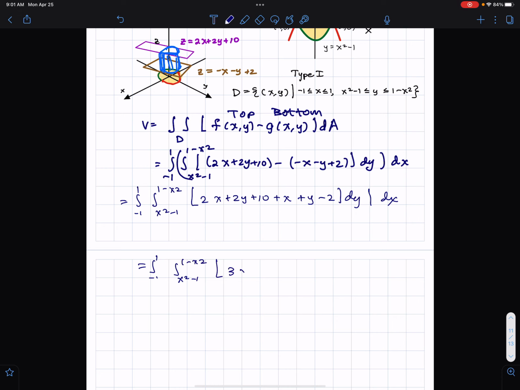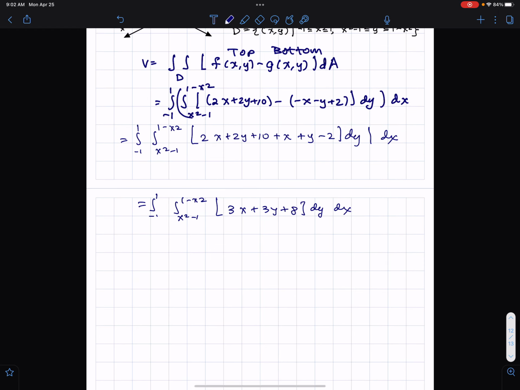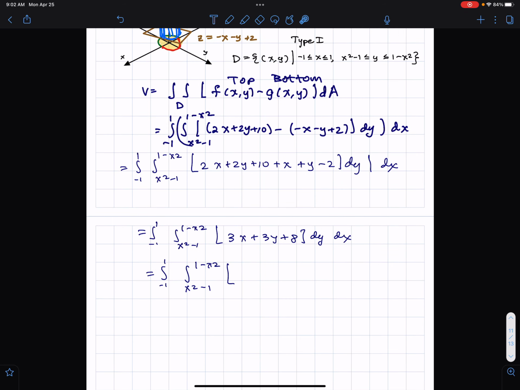So that's 3x plus 3y plus 8 dy and then dx. Okay, here's my little idea that some people might say, well, why are you doing that? I don't know, I think it's good. I'm going to take the 3x and 8. And by the way, it's good to stop and say, okay, hold on, did I add these up right? 2x plus x, 2y plus y. All right, well, it seems like it's okay. 10 minus 2 is 8.